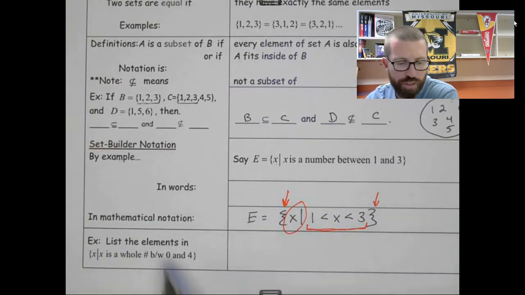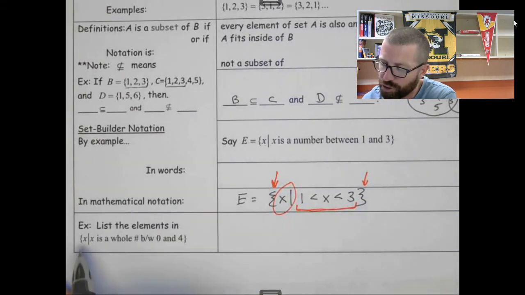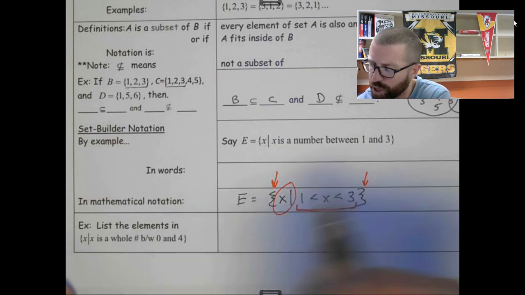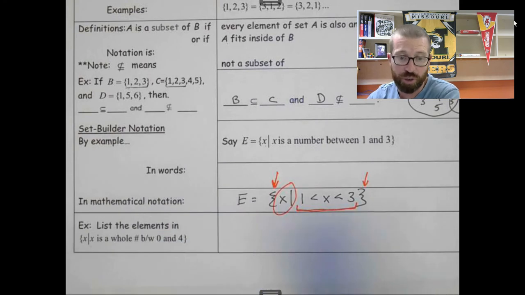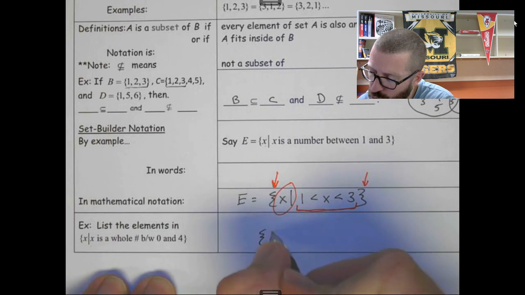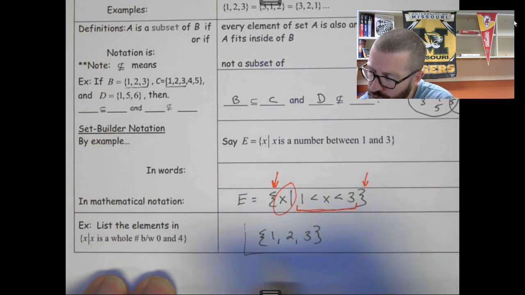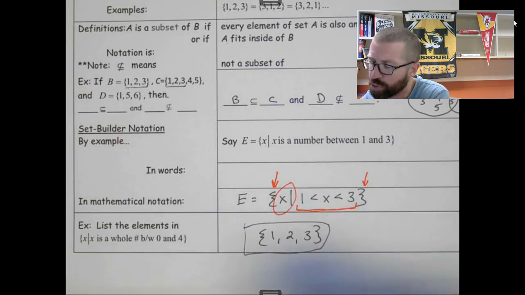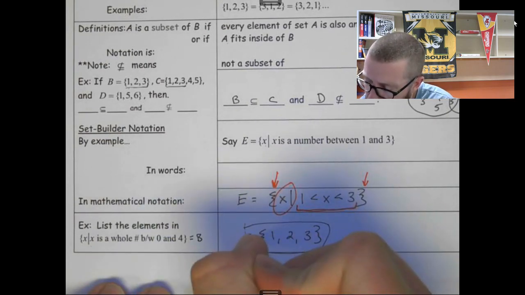Okay, and you can kind of see that in this example here. We say list the elements in this set: x such that x is a whole number between 0 and 4. If it's between 0 and 4, that implies it's not including 0 and 4. So our whole numbers in a set would be in brackets, and it would be 1, 2, 3. If we wanted to give it a name, we could just call this B, and put B equals.